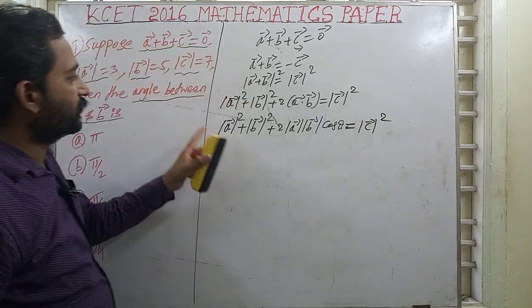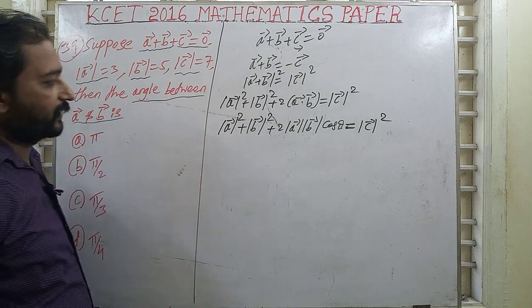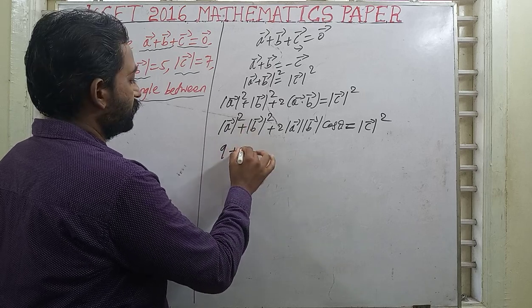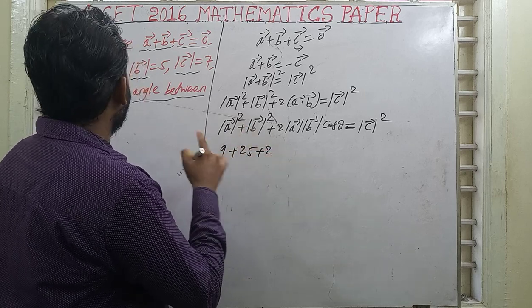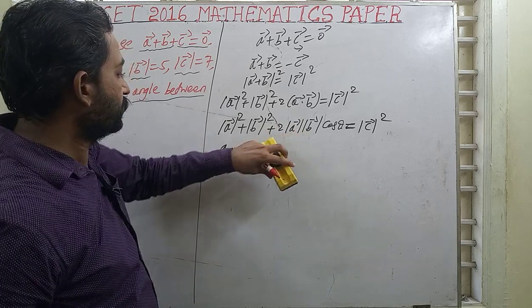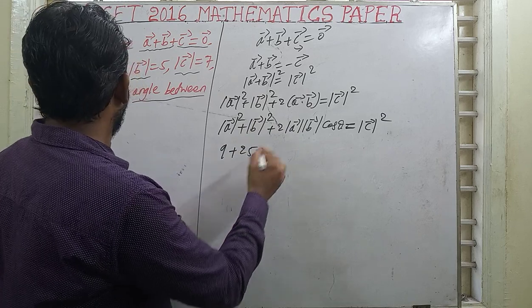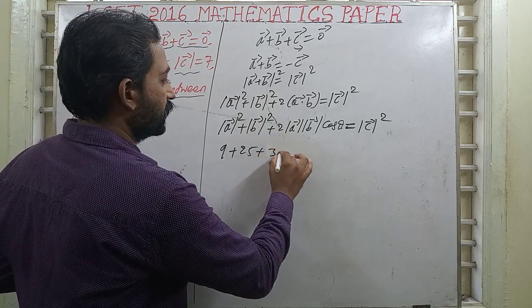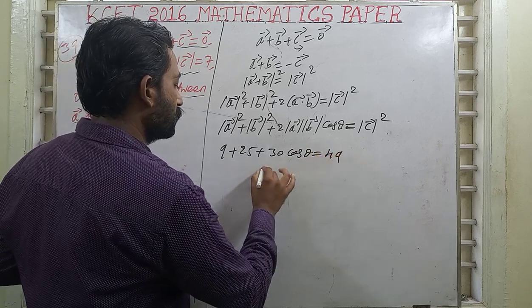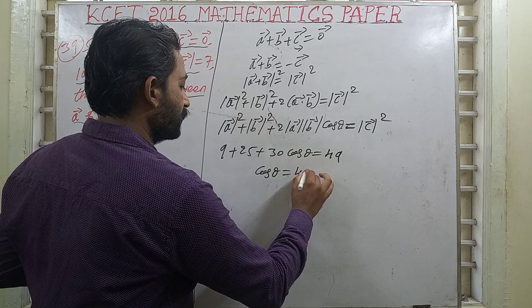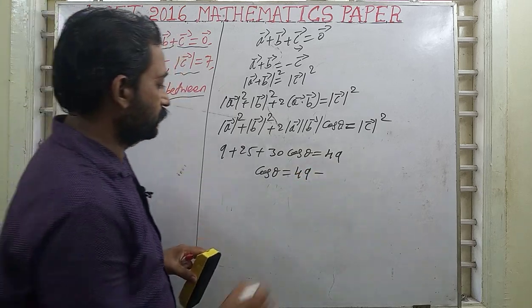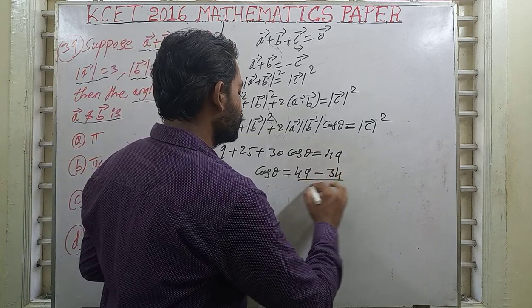Now substitute the magnitudes of A, B, C in this equation, and we get the required answer. So here A is 3, square 9, B is 5, square 25, plus 2 into 3 into 5, 15, 15 twos are 30, 30 into cos theta, equal to magnitude of C 7, square 49. So now cos theta is equal to 49 minus 25 plus 9, 34, 34 divided by 30.